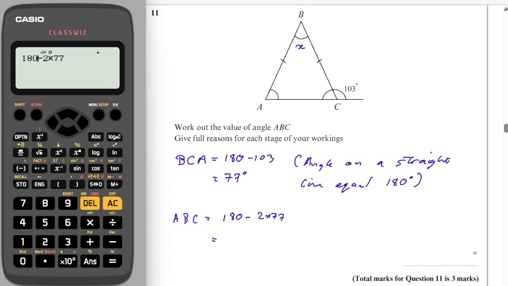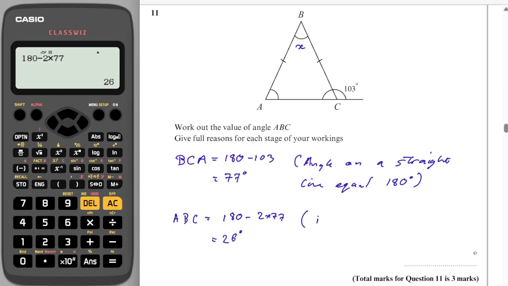Put one too many 0 there. So 26 degrees. And my reason is base angles of an isosceles triangle are equal. So I'm going to go 26. 3 marks. If it was 4 marks and I was after trying to find an extra mark, I might have said that angles in a triangle add up to 180 degrees, but I think that's kind of a given if we know that the base angles of an isosceles triangle are equal.